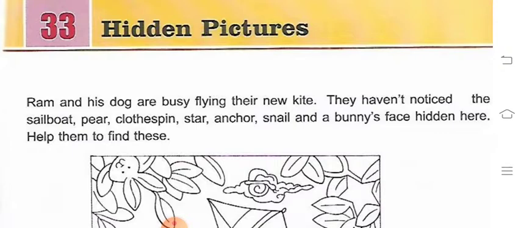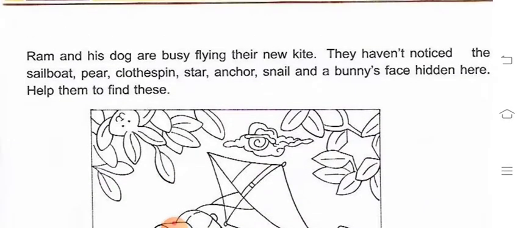See, this is Unit 33, Hidden Pictures. See, Ram and his dog are busy flying their new kite. They have not noticed a sailboat, pier, clothespin, star, anchor, snail, and a bunny's face hidden here. Help them to find this. Okay, children, you have to help them to find this.